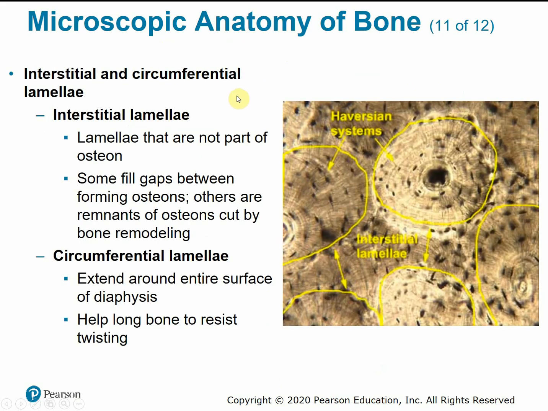Interstitial lamellae are not part of the actual osteon. So these are just kind of space filler lamellae and osseous tissue. So see, they're not actually part of that circular osteon structure. Circumferential lamellae run the circumference of the osteon structure. So they are part of that tree stump.